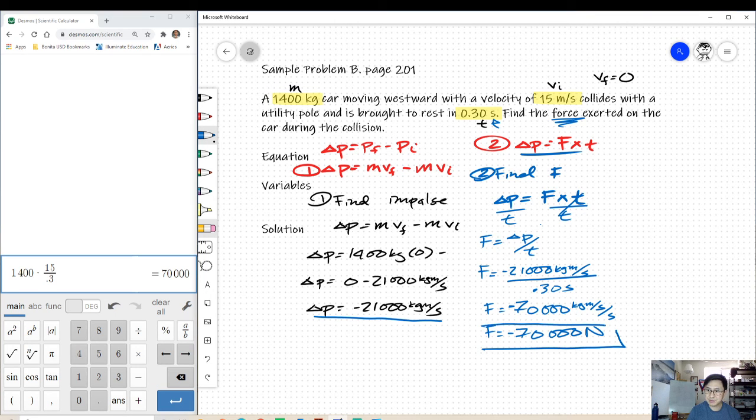Good. So how did I solve this problem? I used 2 equations. The first one is that impulse, delta P, is the final momentum minus the initial momentum, or the change in momentum. My second equation is that impulse is equal to force times time. And I just slowly work through the variables. Thank you very much for watching.